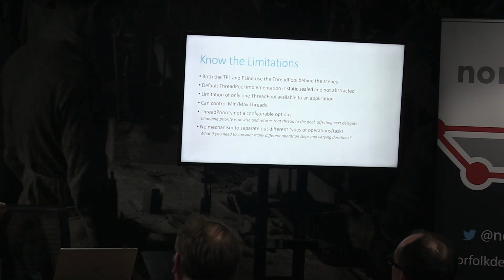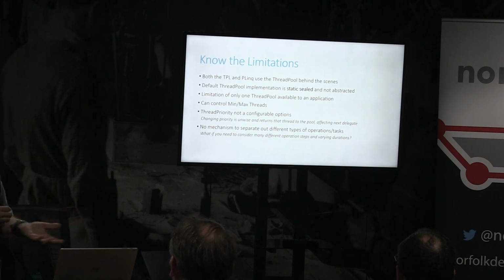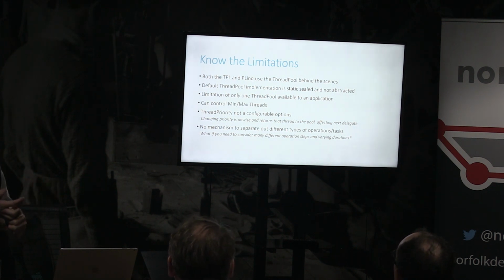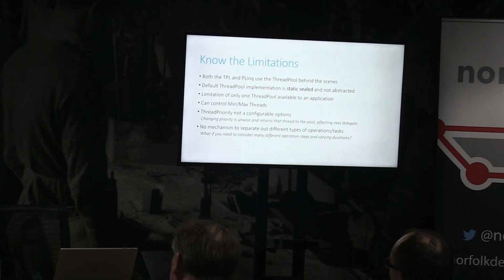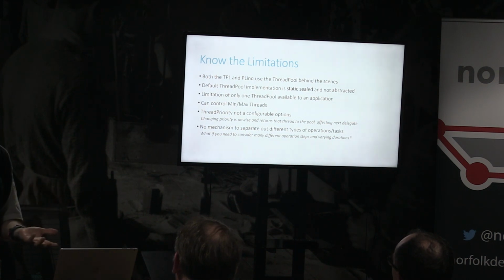So, understanding the limitations of these tools is the next important thing. We, as people, have problems to solve. It's great to solve them, but we then need to see how we have a problem with the tool that we've got and how we try and get around that. Both the Task Parallel Library and parallel LINQ use a thread pool behind the scenes, so we can set the minimum number of starter threads, the maximum number of threads that it can run, and we can queue items, but we can't control thread priorities. The default thread pool implementation also allows only one instance because it's static sealed. So if we want multiple pools for a specific reason, we can't do that.